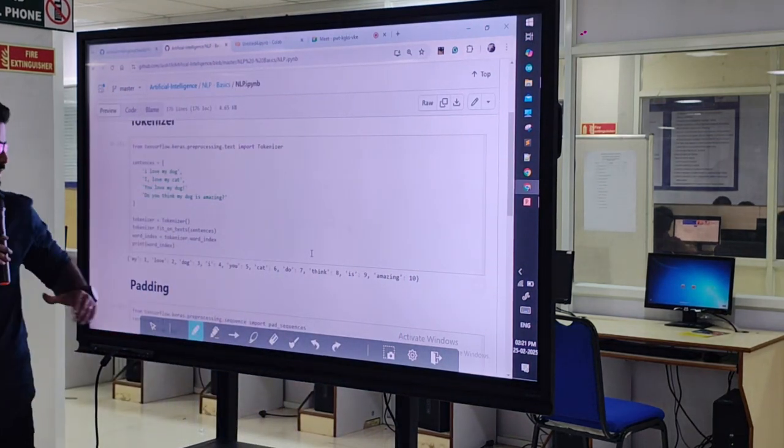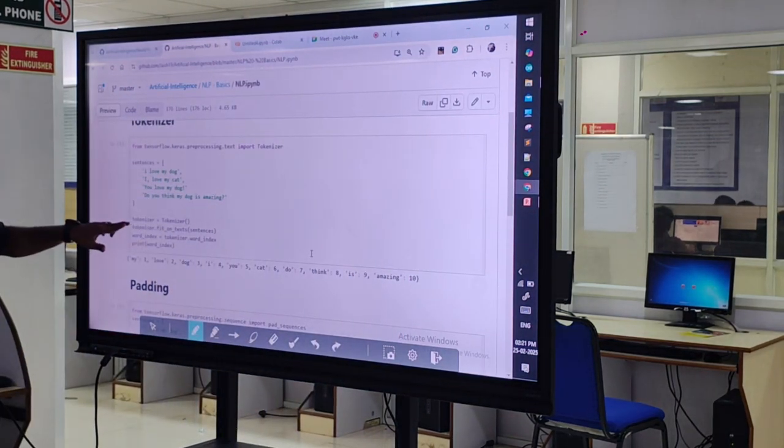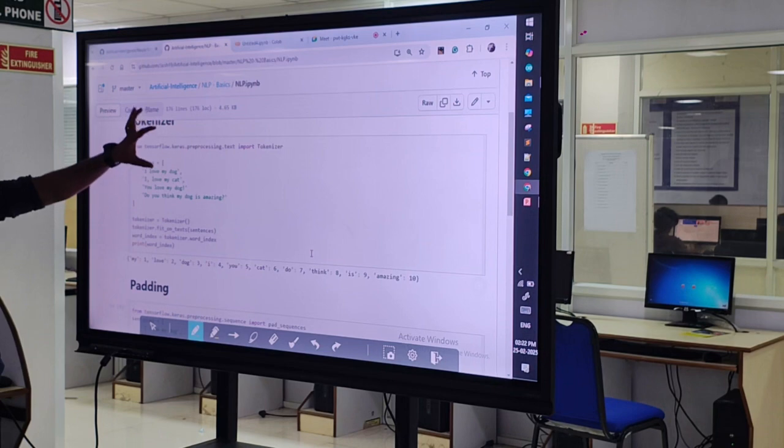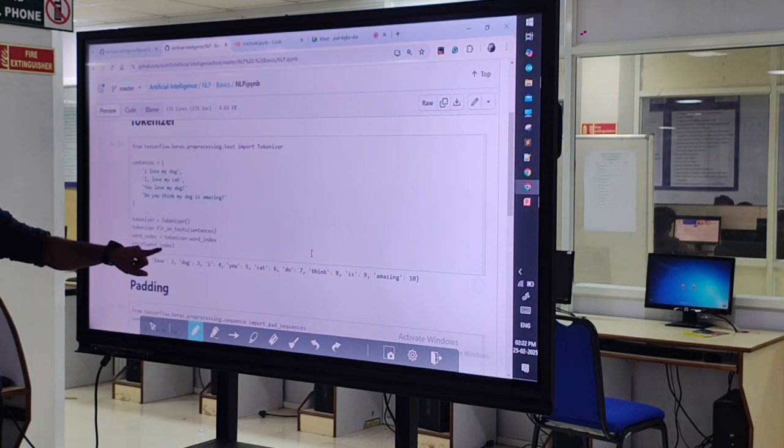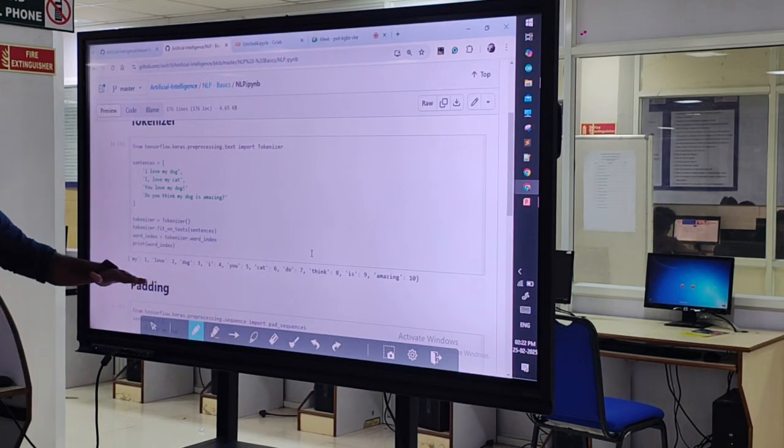If you see this picture, I'm creating the tokenizer object. Now I'm transforming, fit on text. I wanted to apply the tokens to the sentences you are seeing right here. And now by using the tokenizer, I'm seeing the word indexes. What is the word index? Now you can see my is a 1, love is a 2, dog is a 3. Likewise, it will be creating the word index.